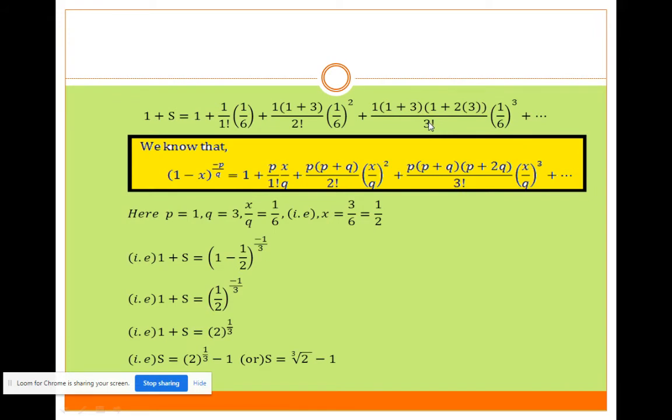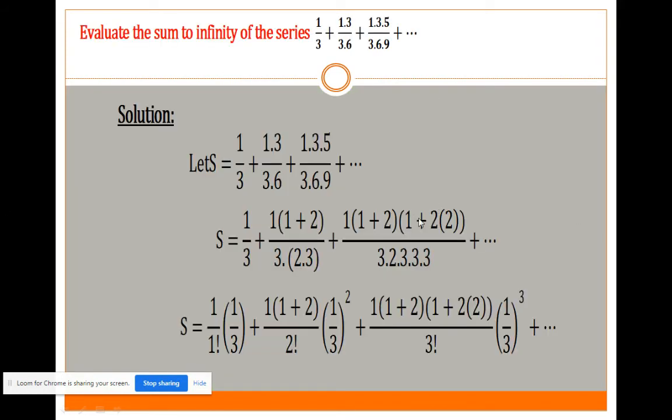According to these 4 steps, you check the given expansion whether it is satisfying all the binomial expansion conditions or not. Then we have to compare with our standard expansion. After comparing, just simplify, and finally we have to find the answer for s.